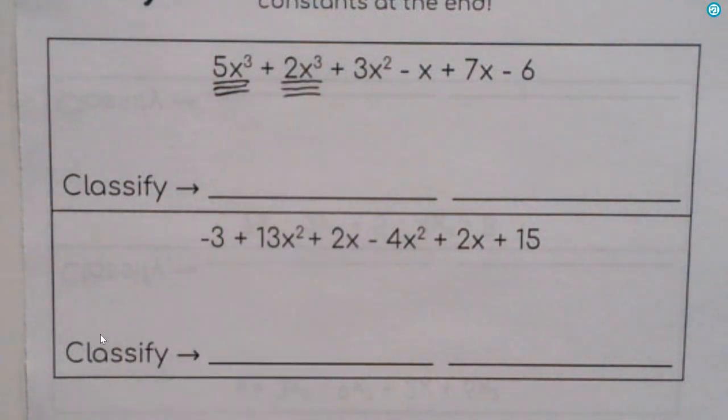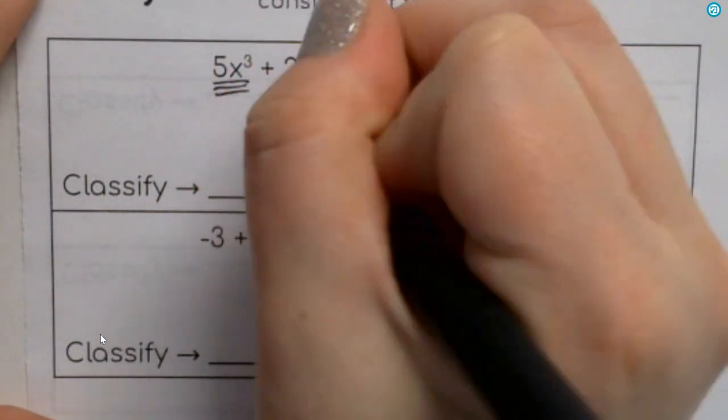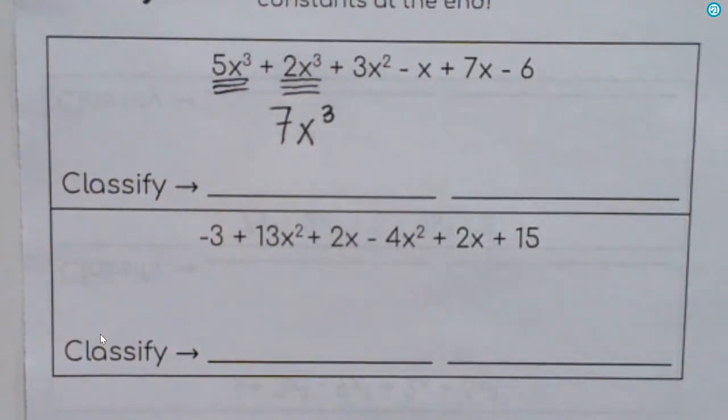5x to the third plus 2x to the third. That's like saying I have 5 of something and I have 2 of something. That means I have a total of 7 of them. So I add those together and I now have 7x to the third. It stays x to the third. It doesn't change the exponent. Then I've now done x to the third.